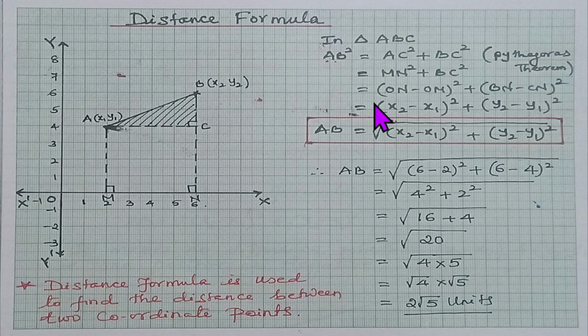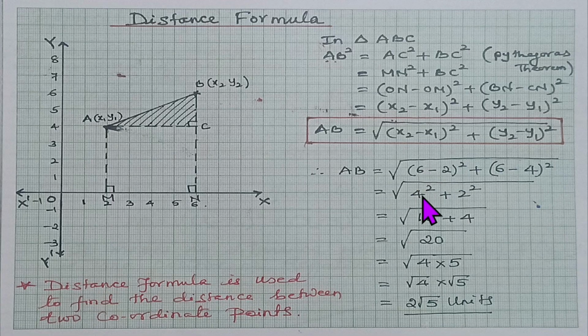Now let us use this formula to find the distance AB. Now let us understand what is x2 here, 6 units. And what is OM here, 2 units, that is 6 minus 2 whole square. What is y2 here, y2 is again 6 units. And what is y1 here, 4 units, so 6 minus 4 whole square.